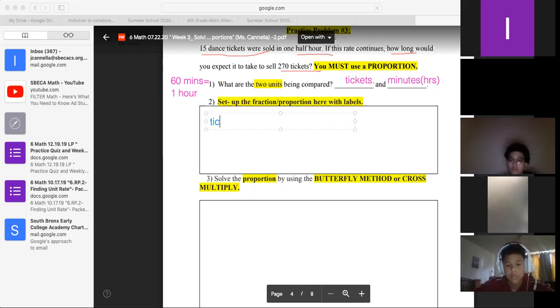All right, so we're going to compare tickets to hours/minutes because we have to convert, equals tickets. Some you put hours, some you put minutes. Same thing. Minutes. Now what we are going to do is substitute the numbers in the correct spot. But before we do that, I need to make sure that this is a proportion.